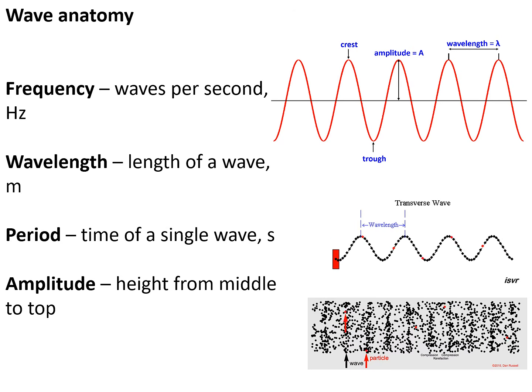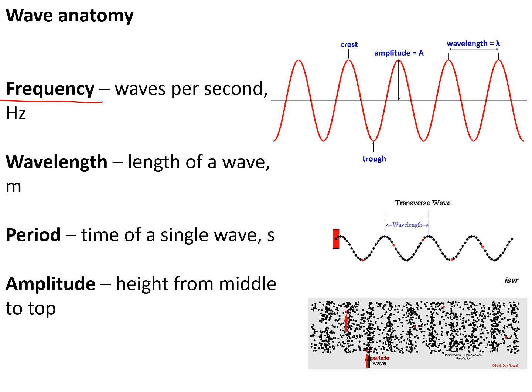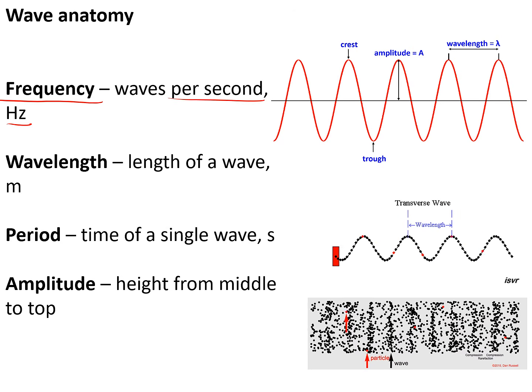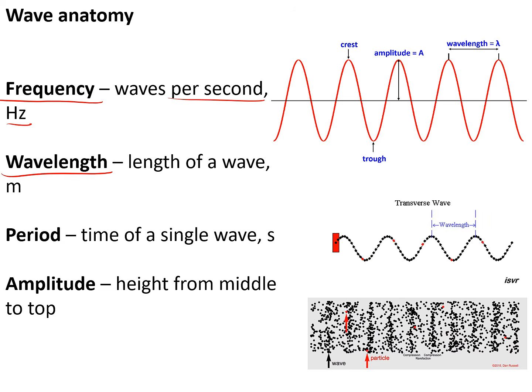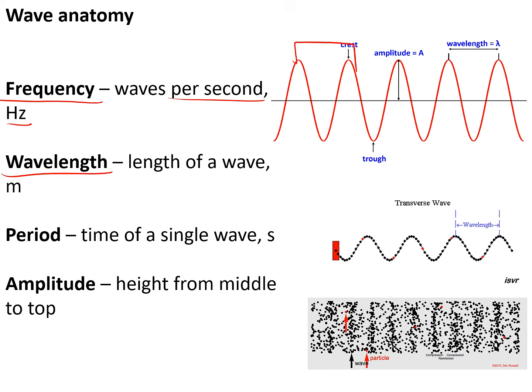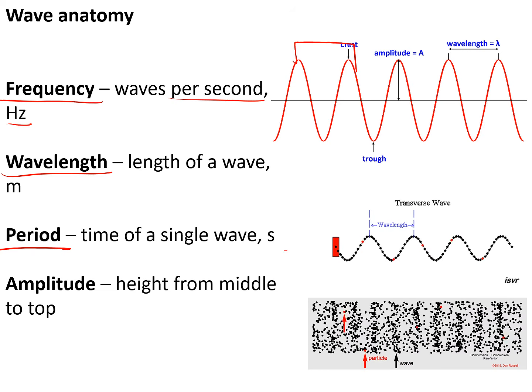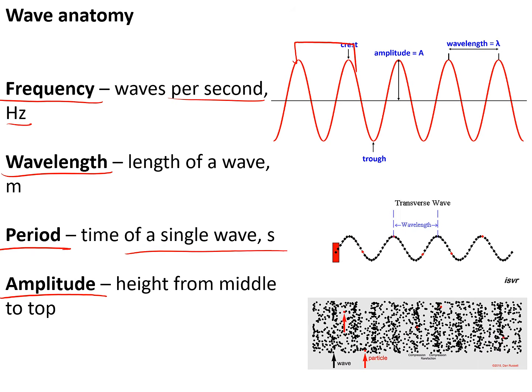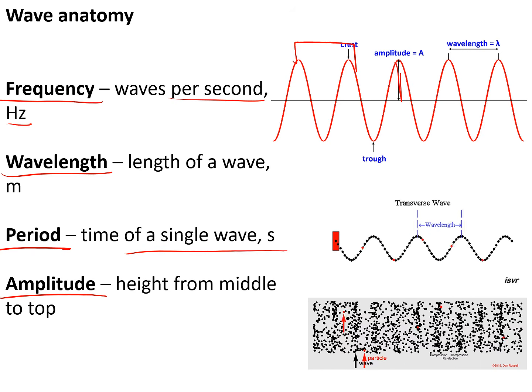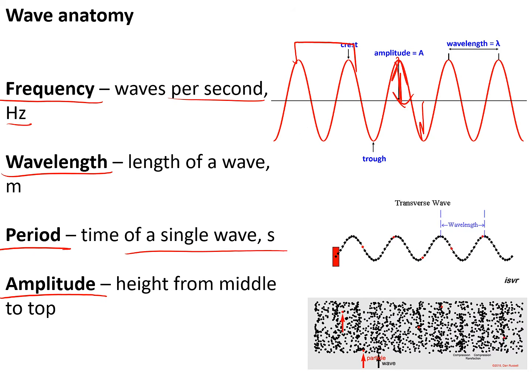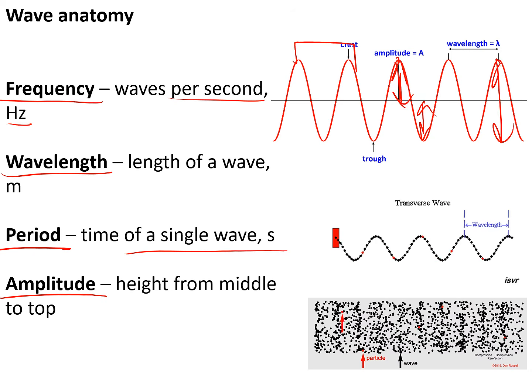The anatomy of a wave. So we talk about the frequency of waves. That is the number of waves per second measured in hertz. 1 hertz is 1 wave per second. We talk about the wavelength, which is the distance in meters from the top of one wave to the top of the next. The period of a wave is the time it takes for a single wave to pass, and the amplitude of a wave is the height from the middle of the wave to the top or to the bottom, but it is not the total combined height.